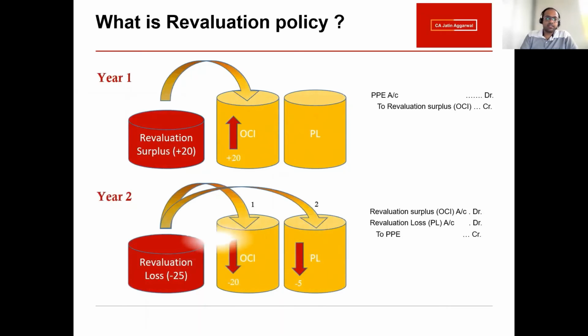Let's say in year one, when you do this revaluation exercise, you see that the asset's value has gone up by $20. How do you account for it, right? Any increase in the value is a revaluation surplus. In case of a revaluation surplus, you account for that surplus through OCI, other comprehensive income. What is going to be my accounting entry? My PPE account gets debited by 20 and the revaluation surplus OCI account is credited.